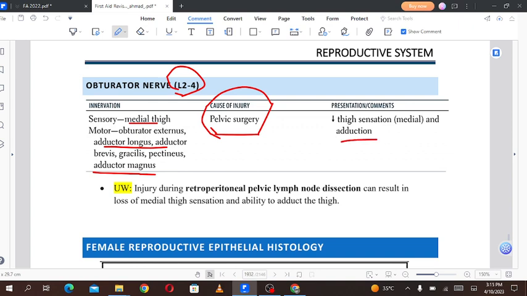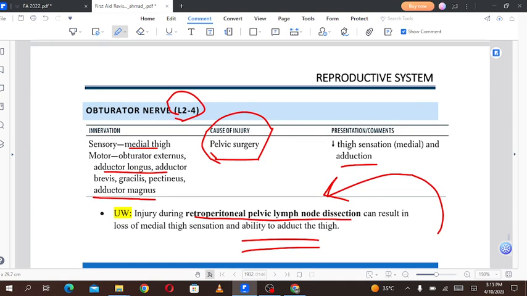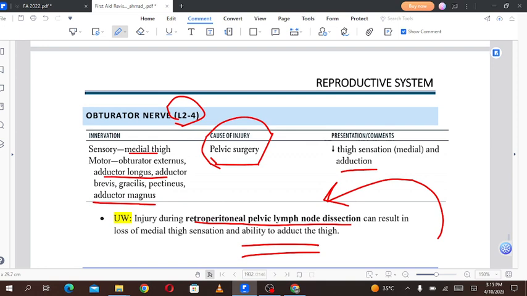The UWorld point is injury during retroperitoneal pelvic lymph node dissection. So retroperitoneal pelvic lymph node dissection can result in medial thigh sensation loss and inability to adduct the thigh. So the obturator nerve can be damaged during the retroperitoneal pelvic lymph node dissection, leading to loss of medial thigh sensation and ability to adduct the thigh.